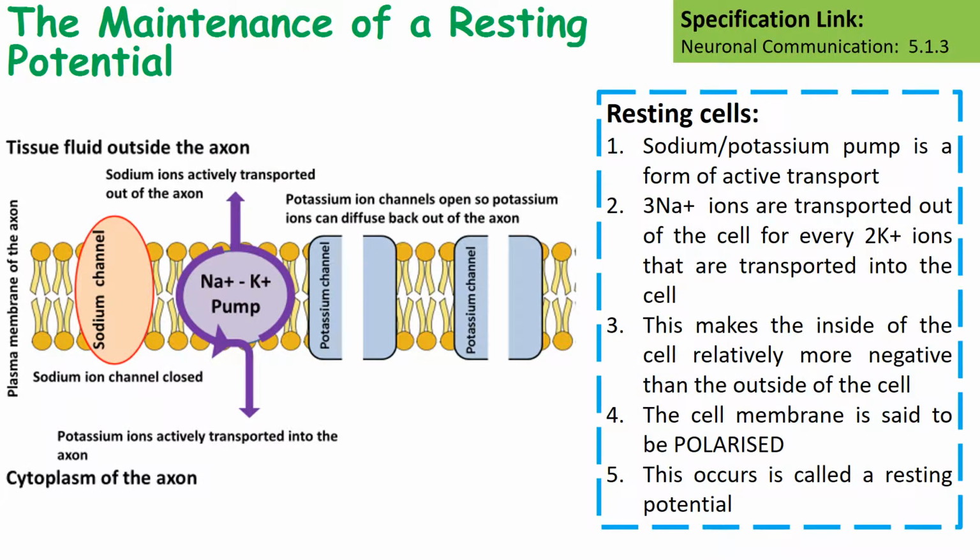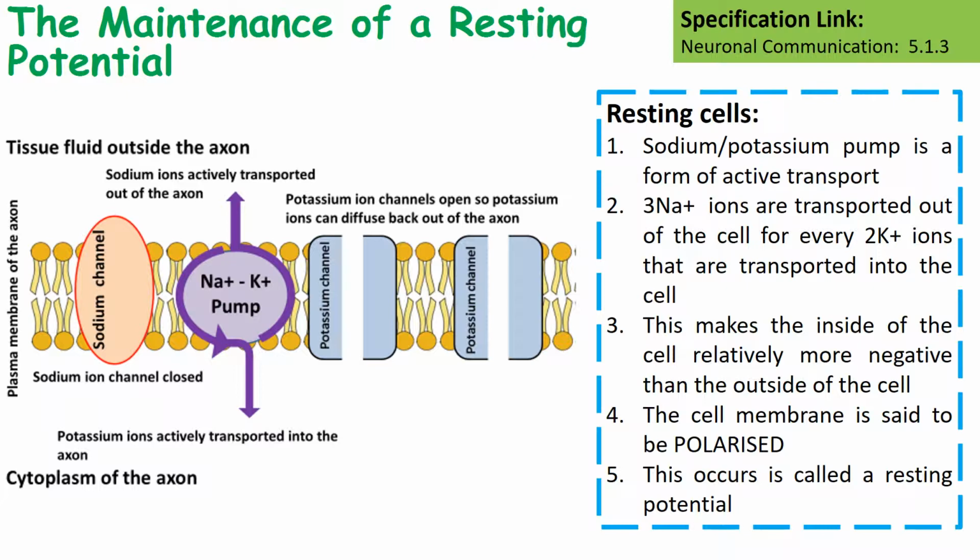The resting potential of a nerve cell membrane is minus 70 millivolts. This needs to be maintained in order for a generator potential or an action potential to be passed along it. There are a few key areas which we need to look at. To maintain it, we need to look at sodium channels. There is a sodium-potassium pump.